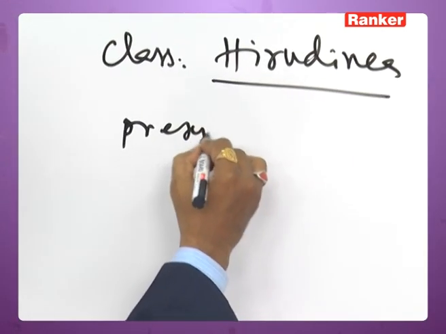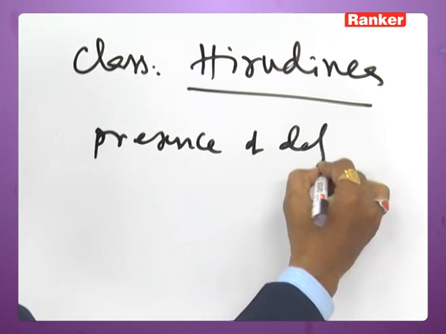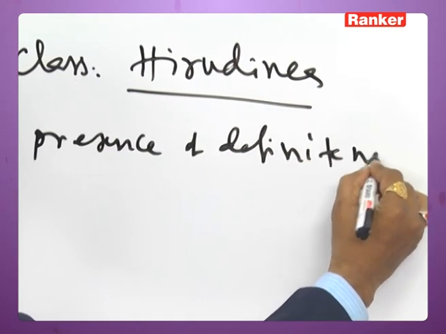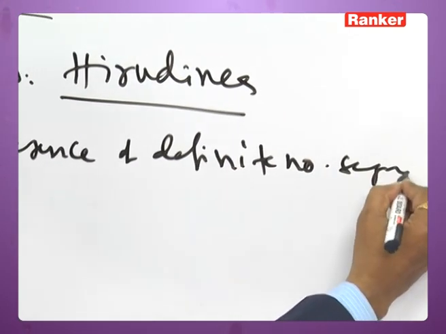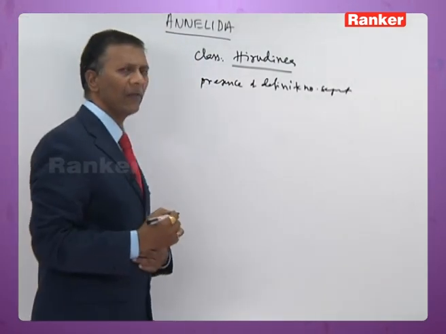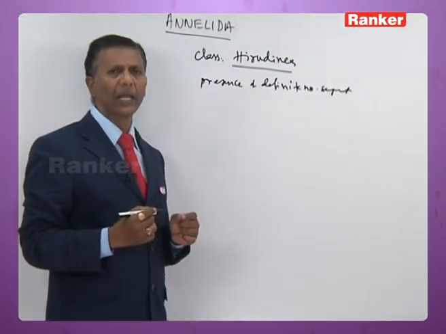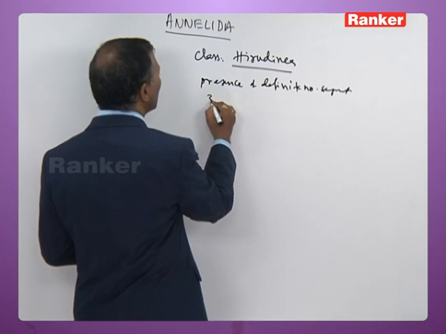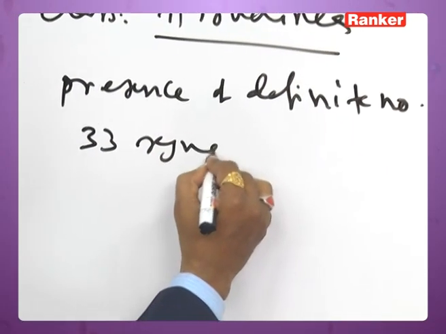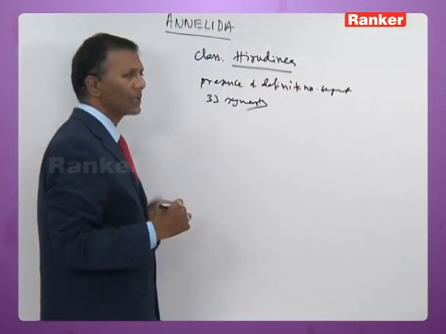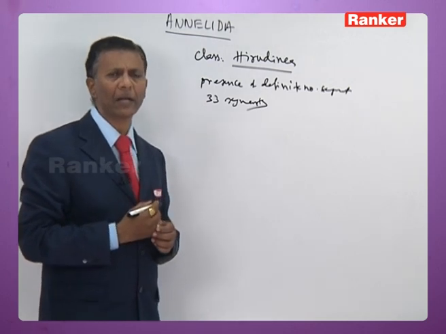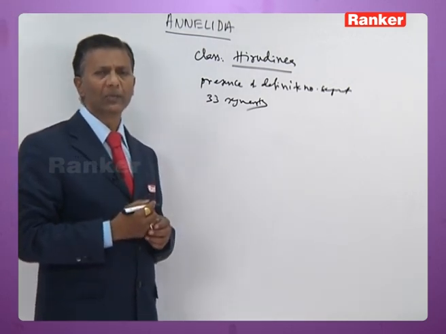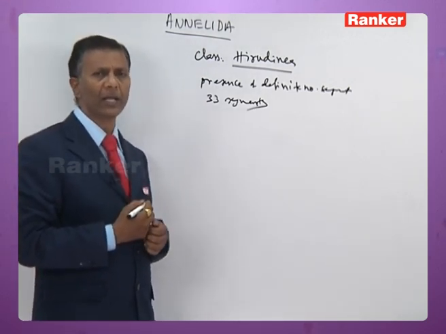Presence of a definite number of segments is one of the unique features of Hirudinians. When you take any Hirudinian, they have got 33 segments. So, presence of a definite number of segments in the body is one of the unique features of Hirudinians.